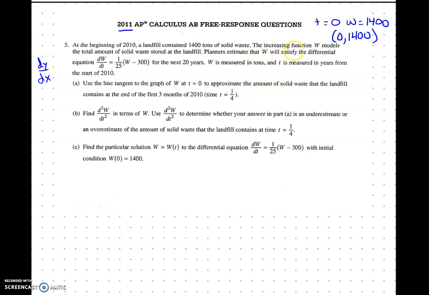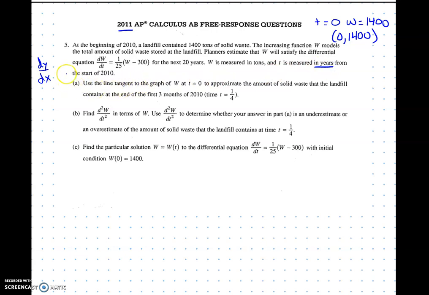Planners estimate that W will satisfy the differential equation dW/dt equals 1/25 times (W minus 300) for the next 20 years. What is this saying? It's important you understand what this is saying. This dW/dt is the rate of change of W with respect to time. So how W is changing with respect to time depends on the amount of waste that you have. The amount of waste, how it is changing, will differ according to how much waste there actually is. W is measured in tons, and t is measured in years from the start of 2010.